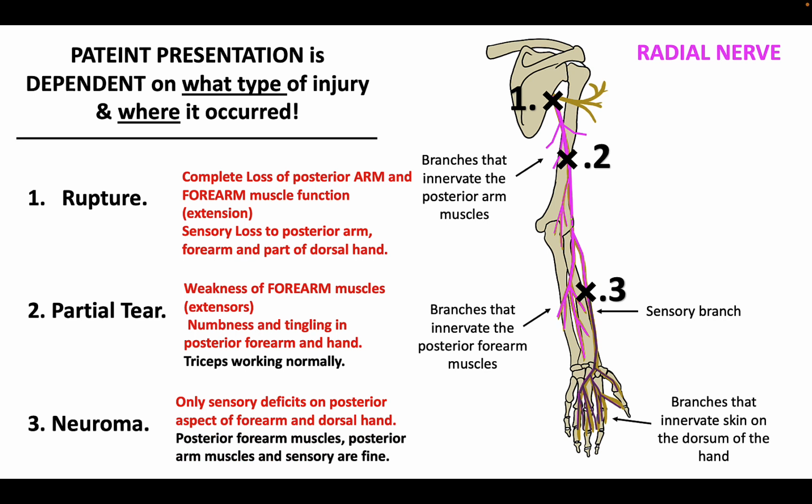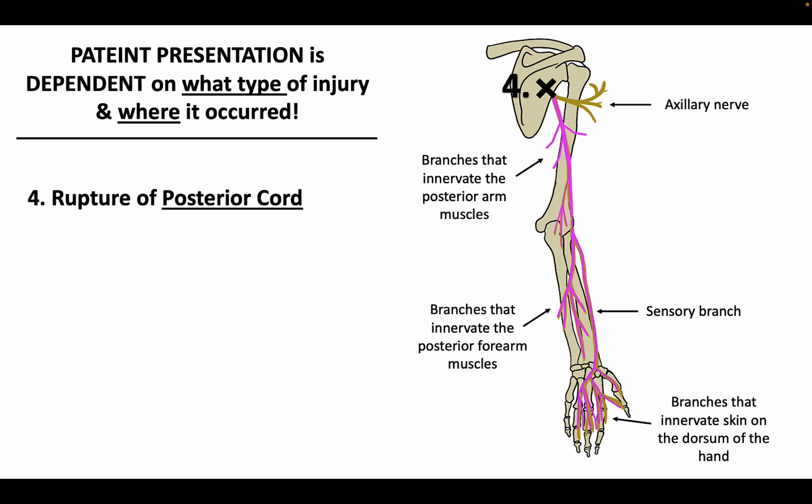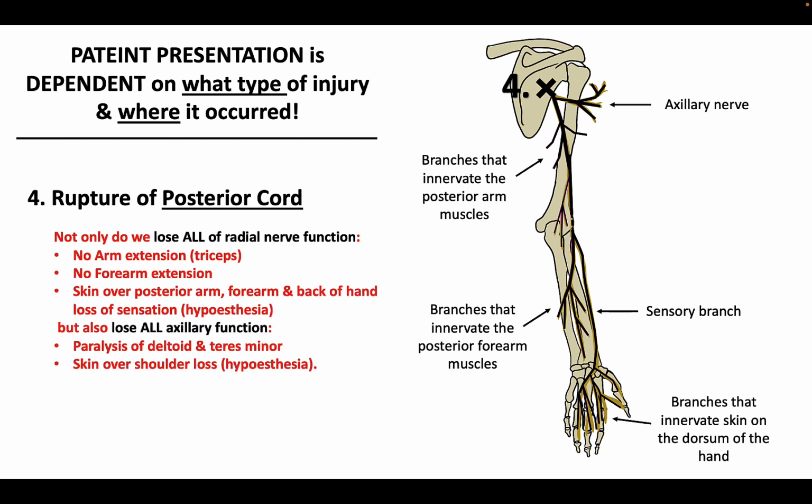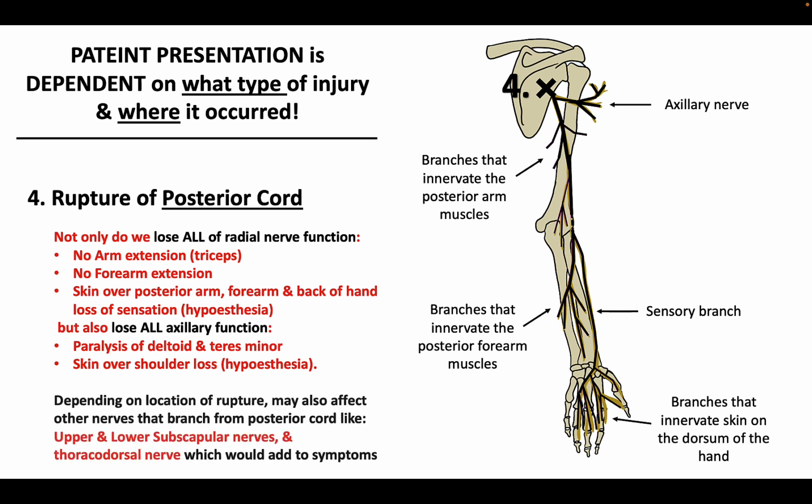One final scenario to consider is an injury to something more proximal, like the posterior cord, and this time we rupture the whole cord. All signals are lost down the line from the point of injury, and this time it's not just radial nerve that is affected, it's also axillary nerve. Depending on exactly where on the posterior cord, it could also involve upper and lower subscapular nerves as well as thoracodorsal nerve, but in this image it's just affecting radial and axillary.